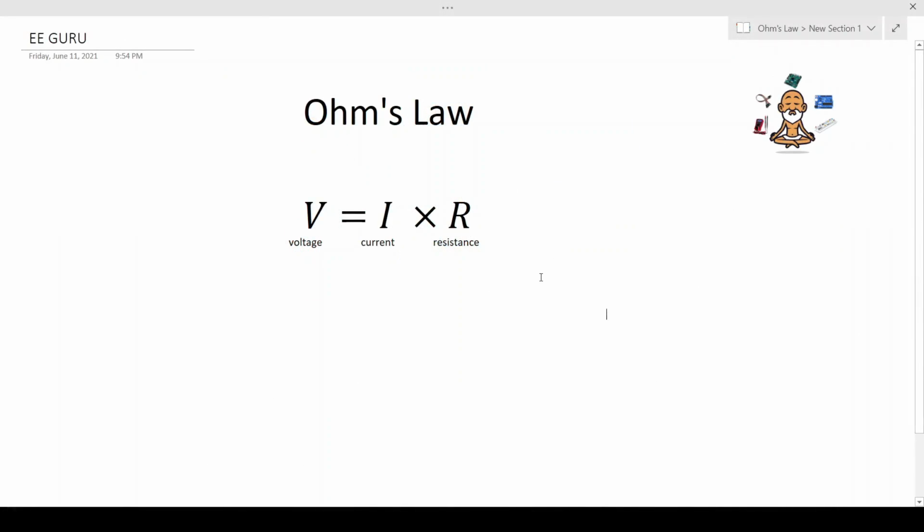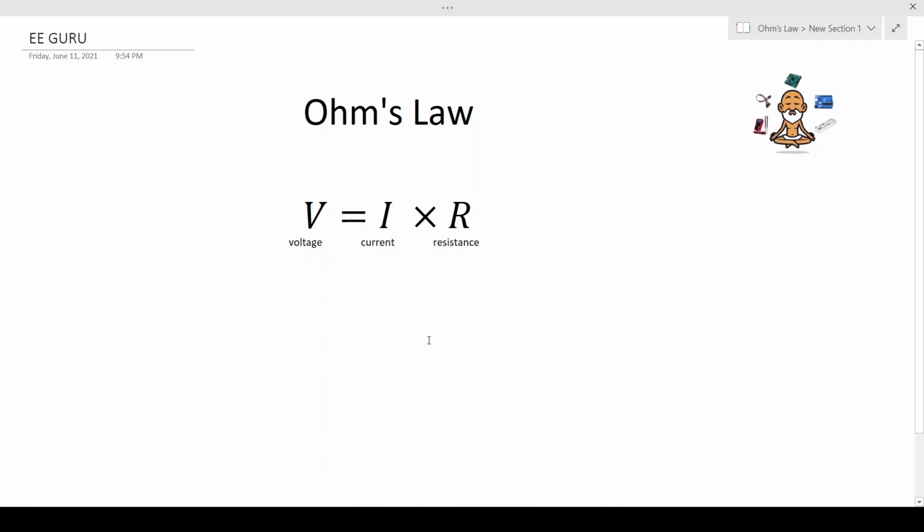I am the EE Guru, and today we'll be talking about Ohm's Law. So what is Ohm's Law? Ohm's Law is an equation that describes the relationship between voltage, current, and resistance.